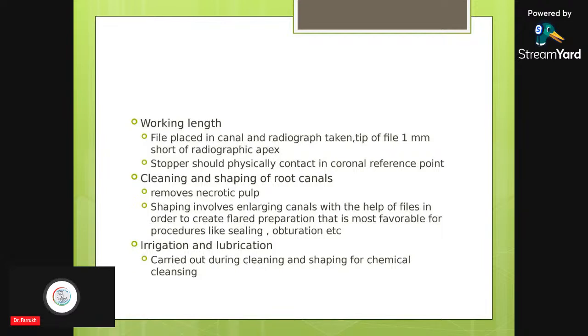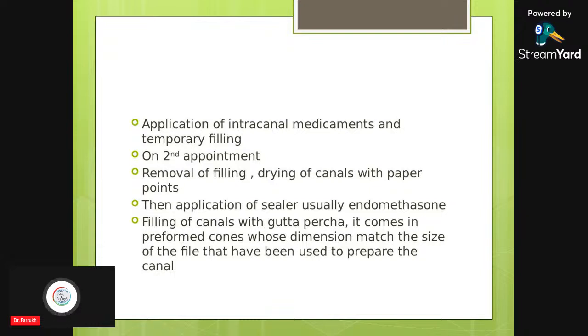Okay. And the second last step is irrigation and lubrication, during cleaning and shaping, for chemical cleansing. Application of canal medicaments and temporary filling is done. Okay. On the second appointment, what you do is remove the temporary filling and dry the canals with paper points.